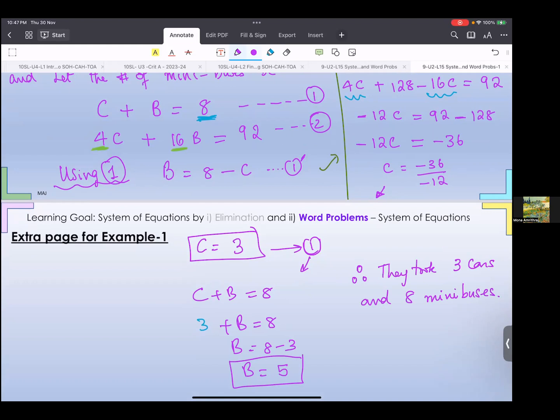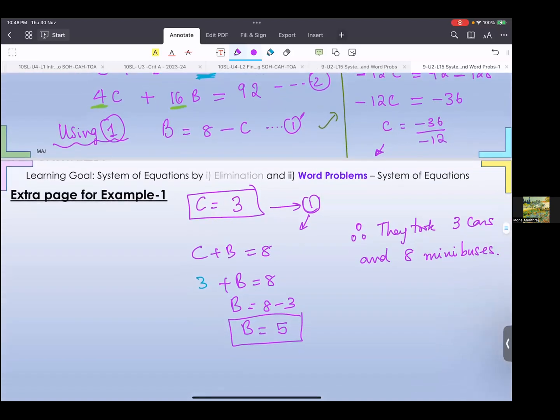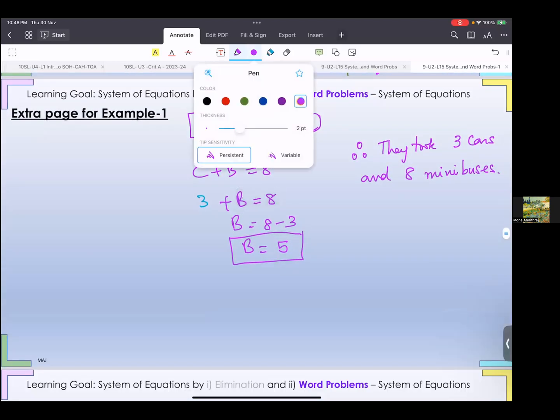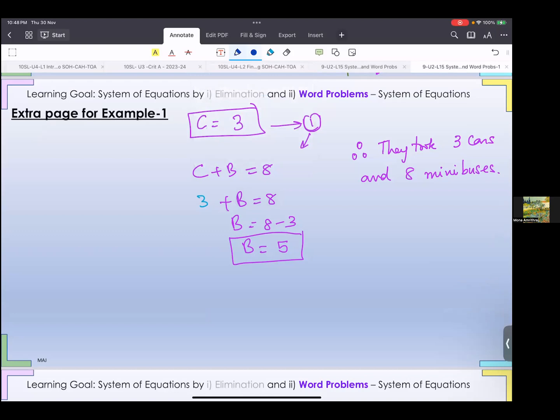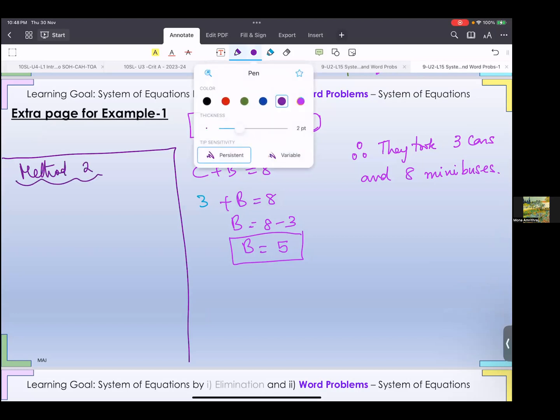Could you do this question using elimination? Yeah, you could. You'd still get the same answer, okay? You probably want to multiply the very first equation by -4 and get rid of the C, okay? So you could also do that. I'm not going to do it, but just for those of you who are kind of curious, I'll give you a quick hint, right? You can just say method 2, and then you can quickly try that out.